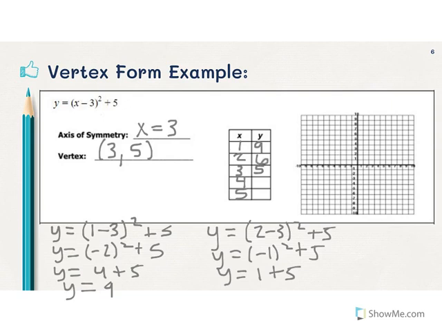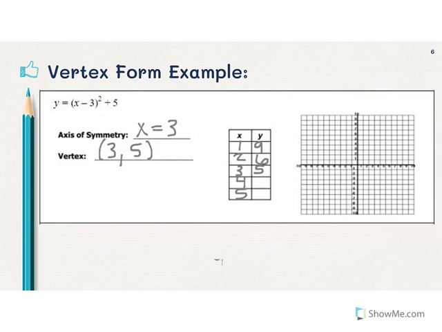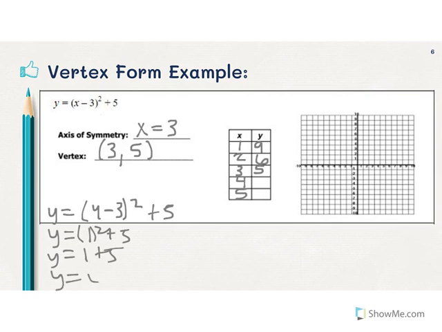Okay, now we're going to finish plugging in those other values because we want to make sure that they really do equal the same values, 6 and 9. So we're going to plug in the 4 first. So I have y equals 4 minus 3 squared plus 5, and then 4 minus 3 is a 1. 1 squared is 1, so 1 plus 5, we get 6. So yay, it is repeating itself.